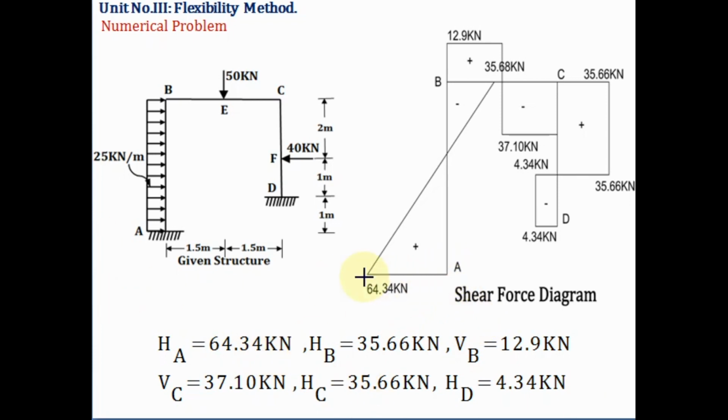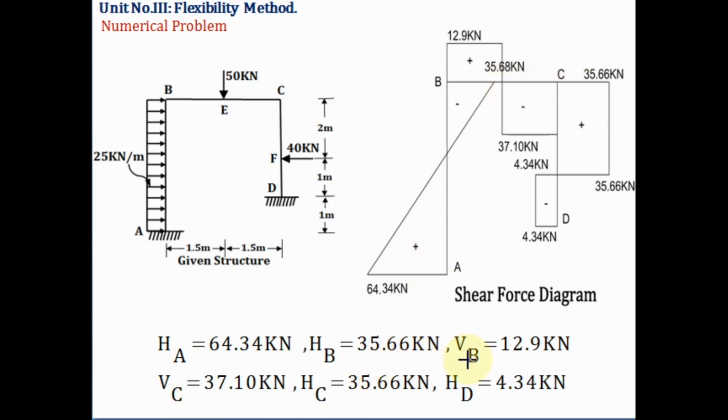So 64.34. Now the member AB is loaded by a UDL of 25 kilonewton per meter into 4 length, that is 100. So 64.34 minus 100, the value we get is 35.66. As it is a UDL, you have to join this by a straight line. Here the value is minus, so it is on the right side of B.